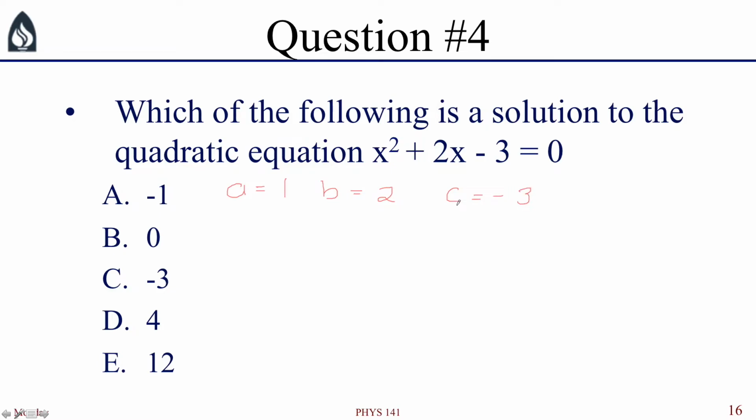So then I need to solve my quadratic formula. So x is going to be equal to negative b plus or minus the square root of b squared minus 4 times a times c. And then I divide all of that by 2a.